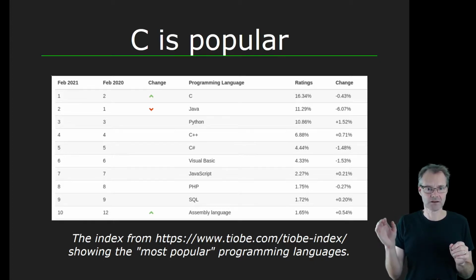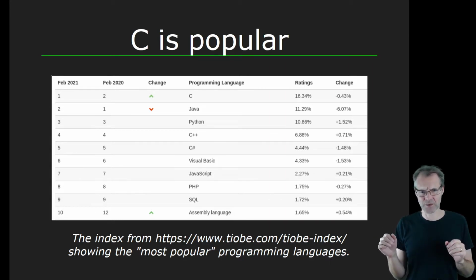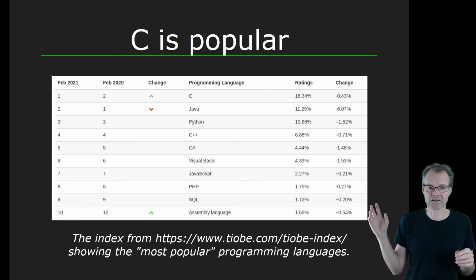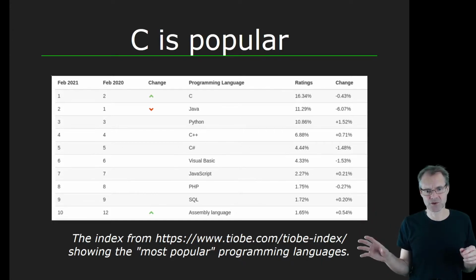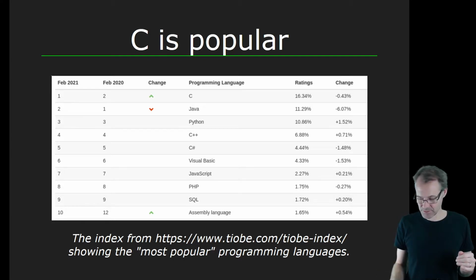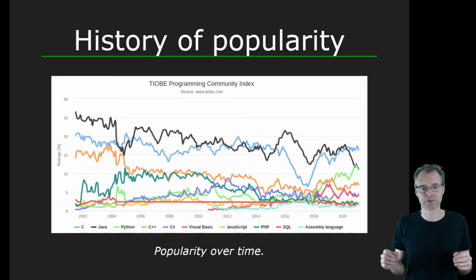So we have C on top, and we have C++ at number 4. And we have more languages you might be aware of. Java second, Python third. We have C# at number 5, Visual Basic, C# and Visual Basic, that's Microsoft Windows. Then we have JavaScript, PHP, SQL for databases, and then at the bottom there, assembly language. Well, it's not the bottom because it's a long list of programming languages. So it seems that C is rather popular.